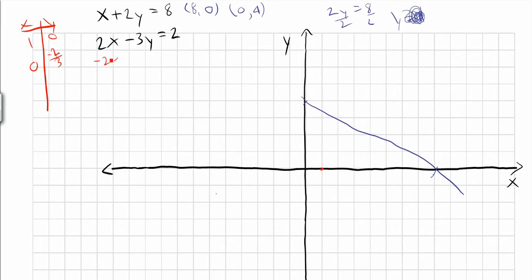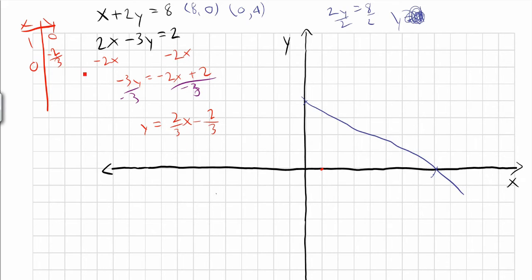Now one way to solve this would be to solve for y first. So I'm going to subtract 2x from both sides, and I get negative 3y equals negative 2x plus 2. And now I need to divide by negative 3. I have to divide the entire side by negative 3, and I get that y equals negative 2x over negative 3, which is 2/3 x plus, well actually minus 2/3.